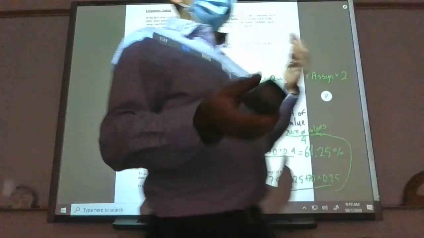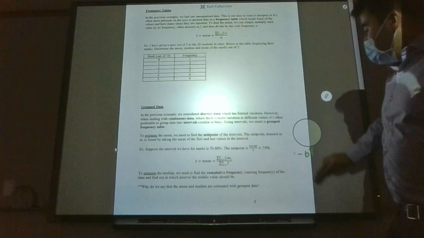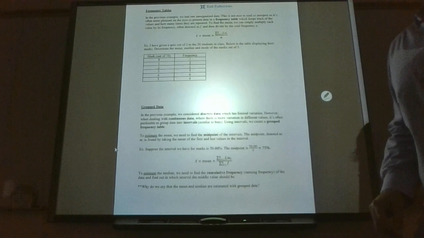All right, so the next part, frequency tables. So let's turn the page here, guys. So frequency tables, what we use them for? First of all, what is a frequency table? Basically, it lists off all the data by assigning frequency to it.